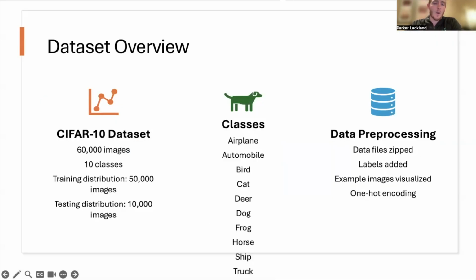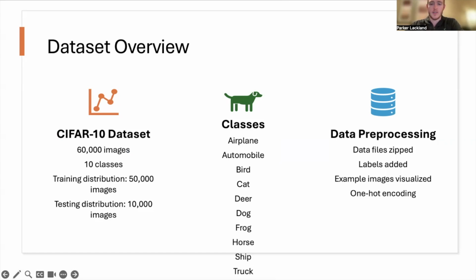Just a little bit of an overview of the dataset. The CIFAR-10 dataset consists of 60,000 images total, with 10 classes that could be classified. The training distribution consists of 50,000 different images, while the testing distribution consisted of 10,000 different images, which is pretty standard. Again, this is a classification problem. So images were provided to us for the purpose of classifying them as certain labels that were also given to us in the data.